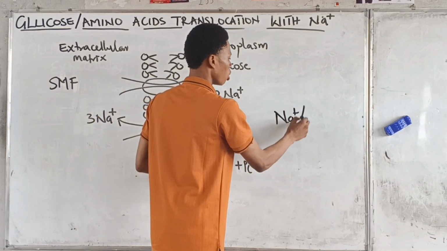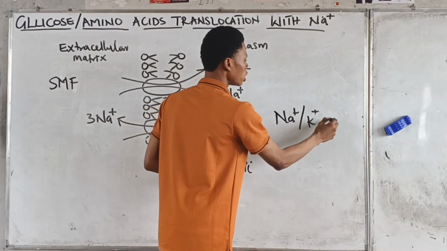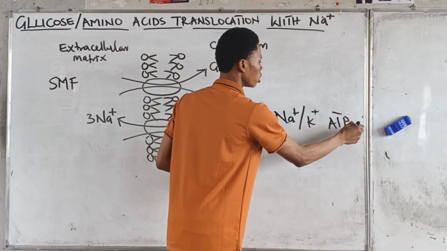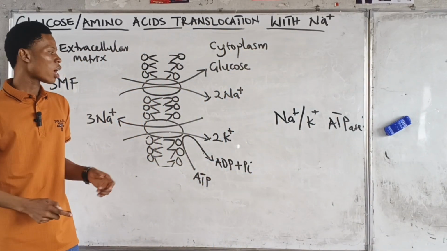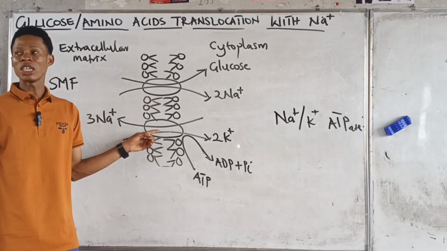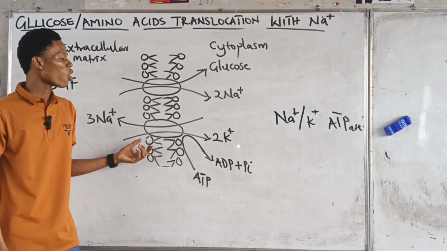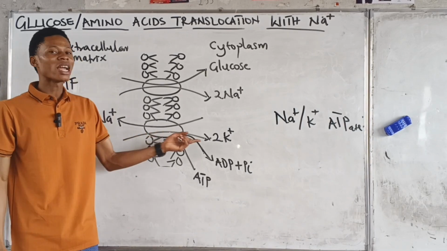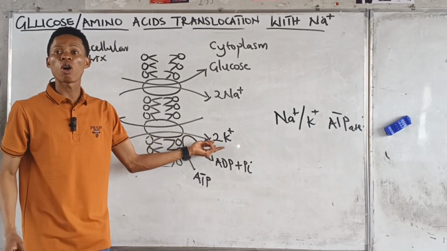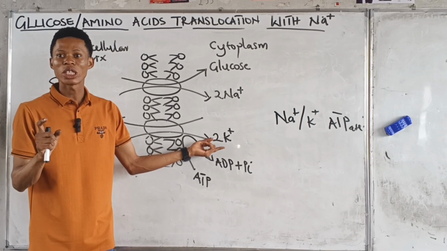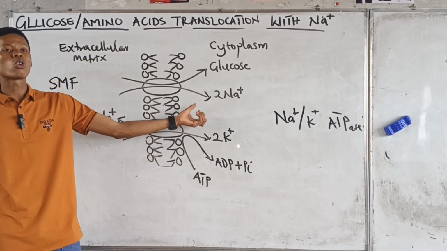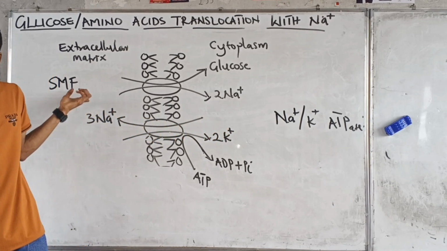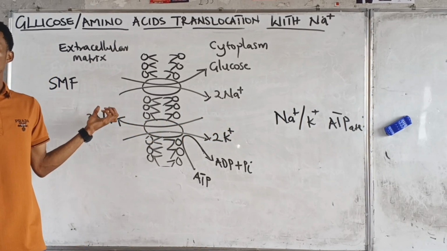Sodium potassium ATPase, or you can call it the sodium potassium exchanging ATPase. Now, for every 2 molecules of potassium ion coming into the cell with the concentration gradient, 3 molecules of sodium are sent out against the concentration gradient.